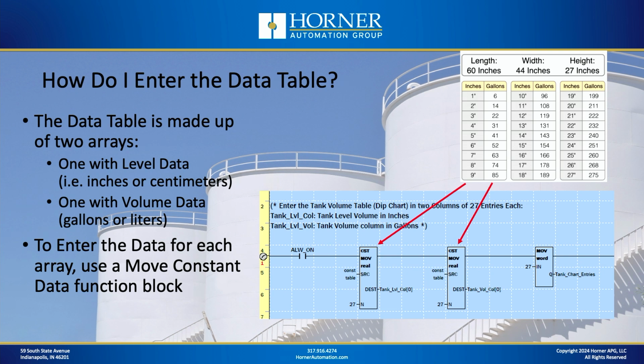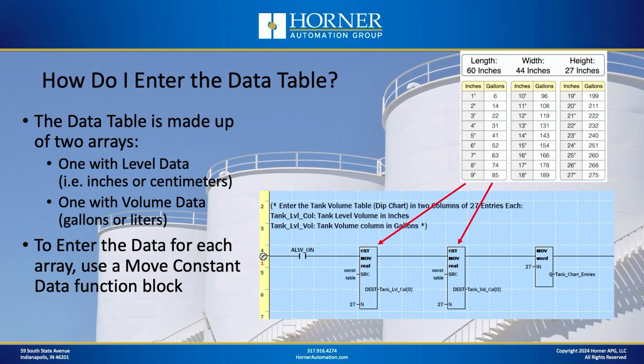And then I also mentioned before that a third input that needs to be specified with our user-defined function block is the number of data entries in the chart, basically the number of rows. You count those up and then you enter that as another input, just as an integer input. And again, in my example, that number is 27.